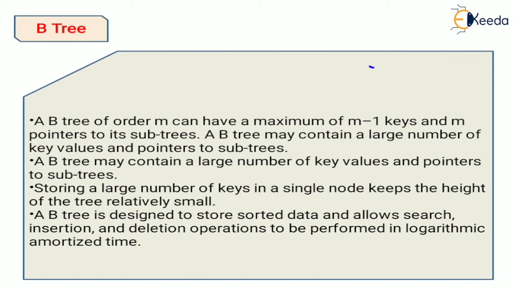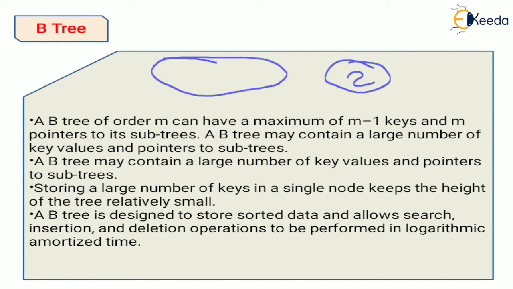Suppose we consider a node consisting of the value 2. So 2 is nothing but the key of that node. And in the case of a B tree, you not only add one key to the tree, but you can add more than one key, like 2, 3, 4 to the node while creating a B tree. So it has a large number of key values as well as pointers to subtrees.